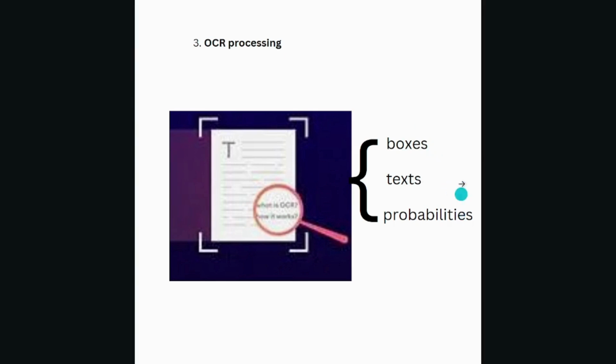The boxes indicate each of the particular boxes that have been detected, and the text gives the text present in those boxes. The probabilities indicate with what probability out of 1.0 the box has been detected, because the image may contain redundant information and hence each box is assigned a particular probability which indicates the accuracy of that particular box detected.